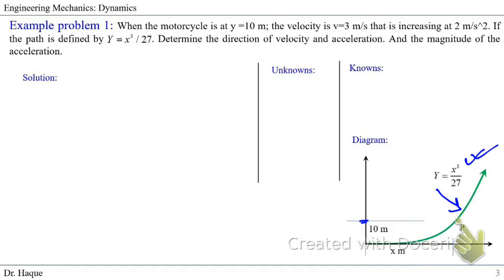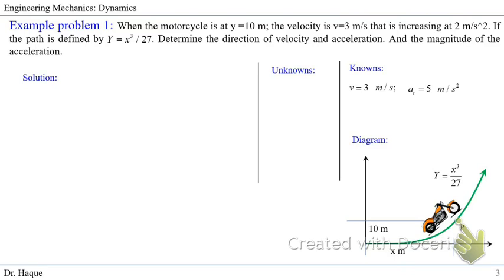So let's see what things are given. Here's our bike that came in, and it starts on that path, and now it's at the position where y equals 10 meter. What are the things given? The velocity is 3 meter per second, and it's increasing at 2 meter per second square. Since it's meter per second square, we know it's an acceleration. For normal and tangential components, we can have AT, which is the tangential component, and AN, which is the normal component.